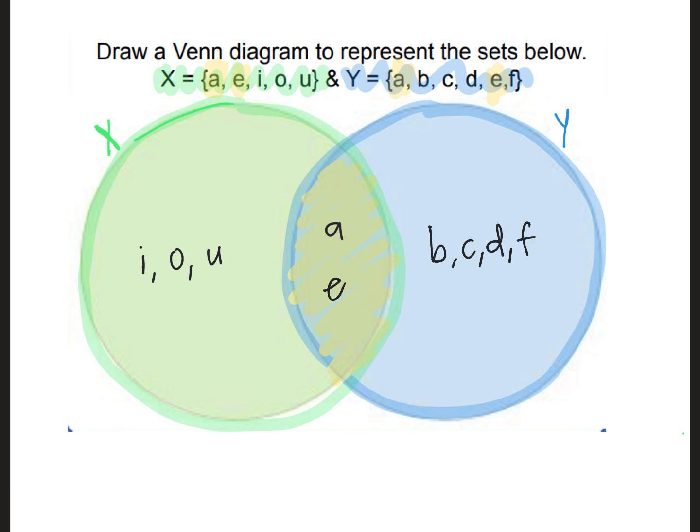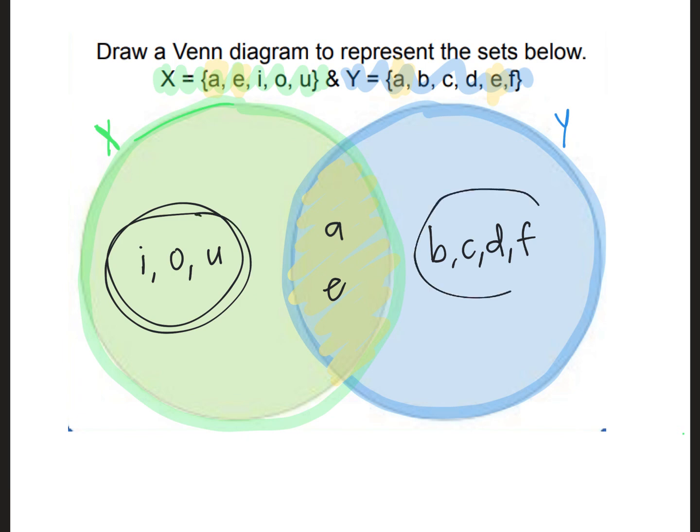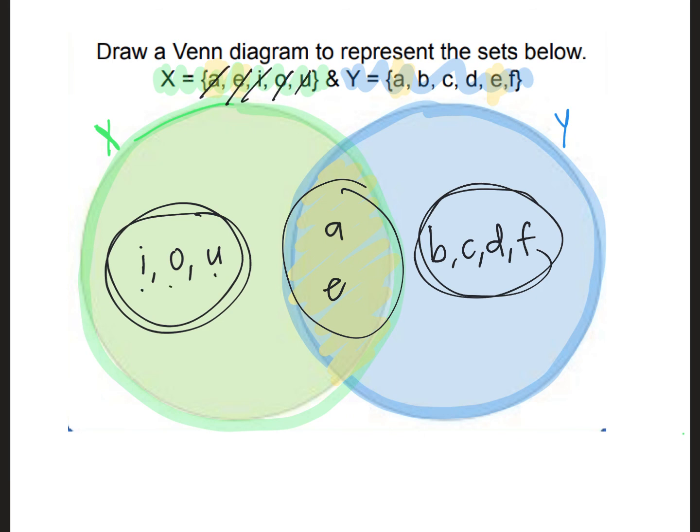So notice you have the things that are only in X alone, you have the things that are only in Y alone, and then you have both of them. Across the Venn diagram, it should represent each of the elements. So I can see I have an A, I have an E, we have I, O, U, great. In the middle, we have A again, we have B, C, D. In the middle, we have E, and then we have F. So everything that we had listed is somewhere in my Venn diagram.